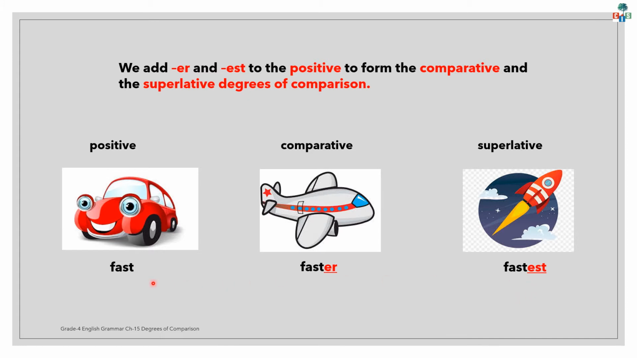Fastest. Fast is in the positive degree. Faster is in the comparative degree. Fastest is in the superlative degree. So, you have to add ER to form the comparative degree and EST to form the superlative degree.